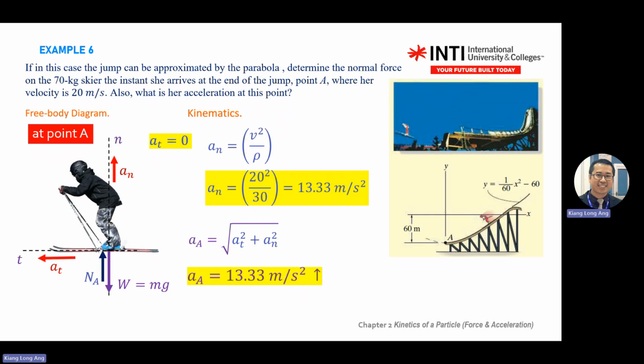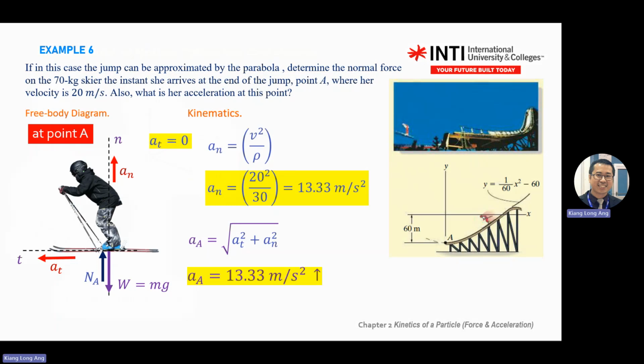Going up. Why do I know it is going up? Why do I know it's not going to another angle? What is the value of your AT? 0. There's no vector there. You only have one vector, so you know that your resultant will follow that vector, in this case, AN. So it asks you what is the acceleration at this point.